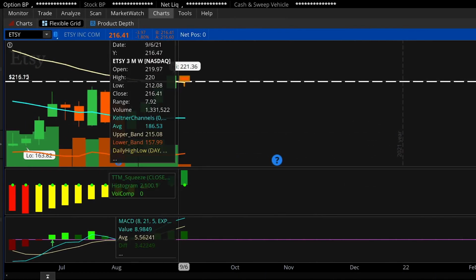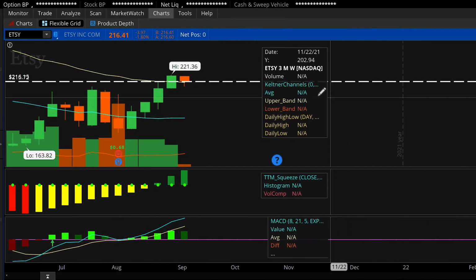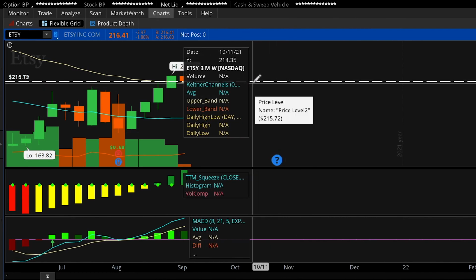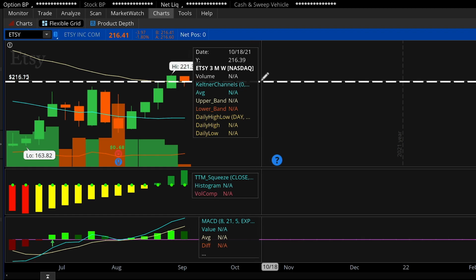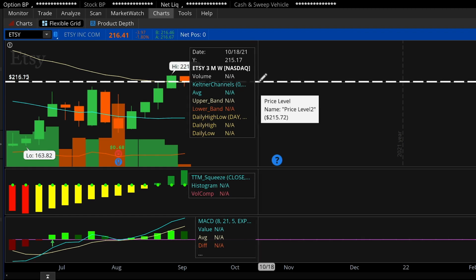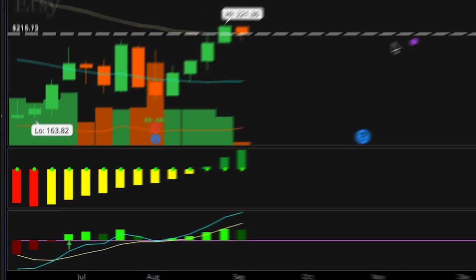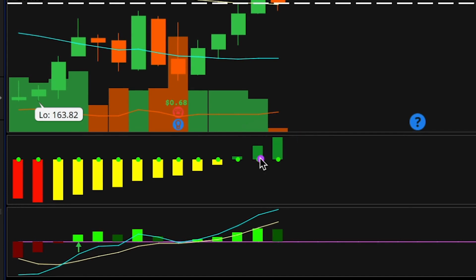So when you're looking at the 3 month weekly time frame here on Etsy, you can see exactly what's going on. See, I've mapped out my support and my resistance levels, but when we drop it down to a 3-month weekly time frame, everything kind of moves around, which is okay. So let's take a look at this right here. You can see here clearly we're on an uptrend.